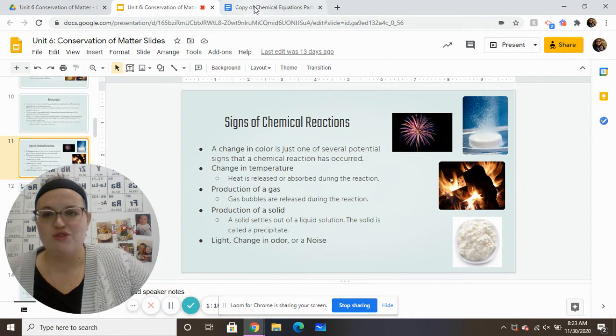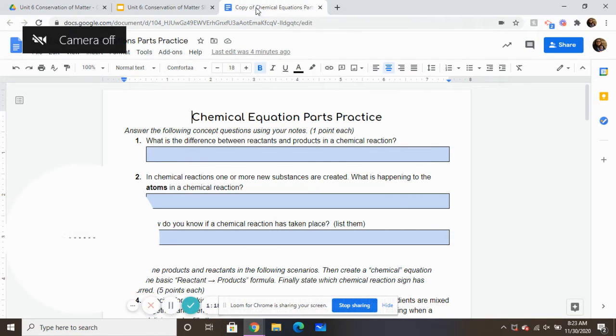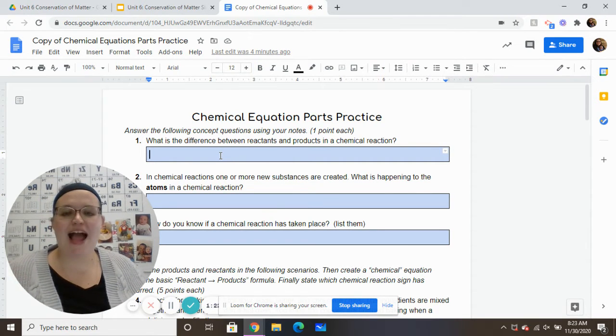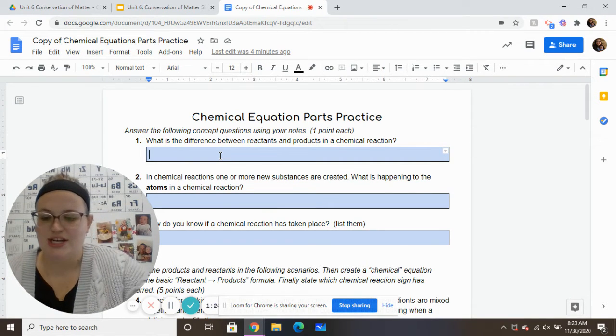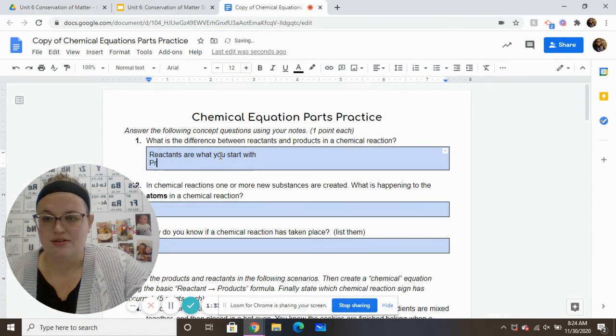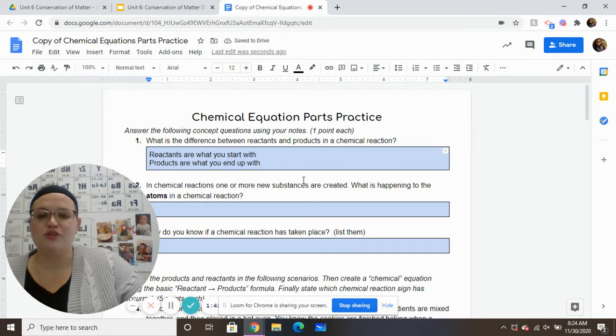Let's go ahead and do the first 4 on this assignment here. Number 1, it says, what's the difference between reactants and products in a chemical reaction? So reactants are what you start with. Products are what you end up with. In a chemical reaction, 1 or more substances are created.